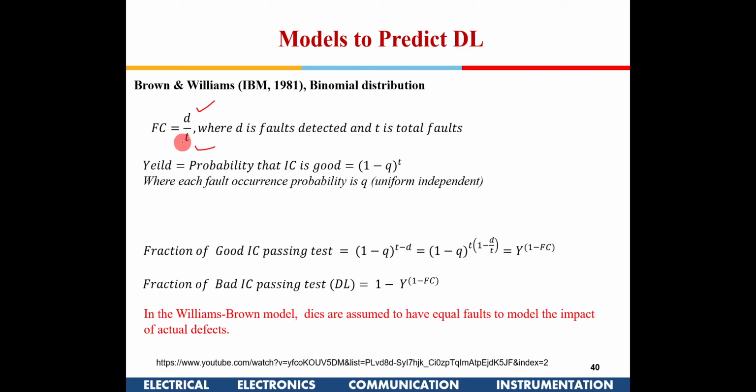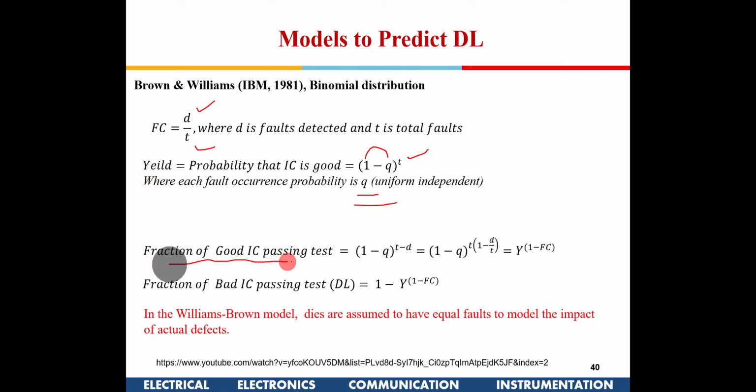D is the detected, so fault coverage will become D by T, right? And Q is the fault occurrence, the probability of fault occurrence. If there is no fault, the probability is 1 minus Q. This is fault probability. So 1 minus Q is that there is no fault, and there are T such things, so you multiply it by T. This is going to give me the yield.